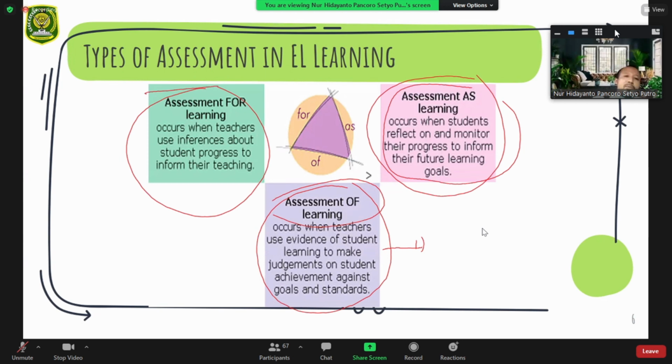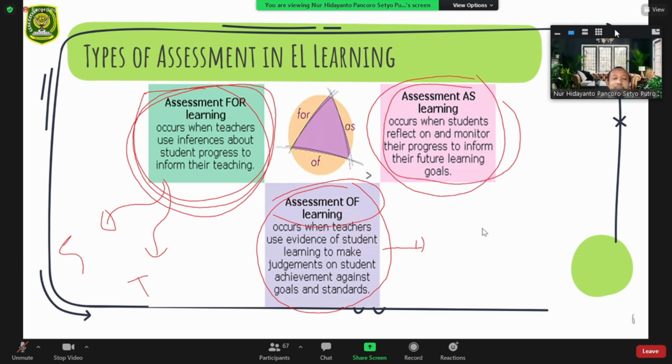What about assessment for learning? A concept that we are going to talk about more on this very lovely occasion. Assessment for learning is basically an effort that occurs when teachers use inferences about students' progress to inform their teaching. So when we are talking about assessment for learning, we are talking about the purpose of assessment for students and also the purpose of assessment for teachers.